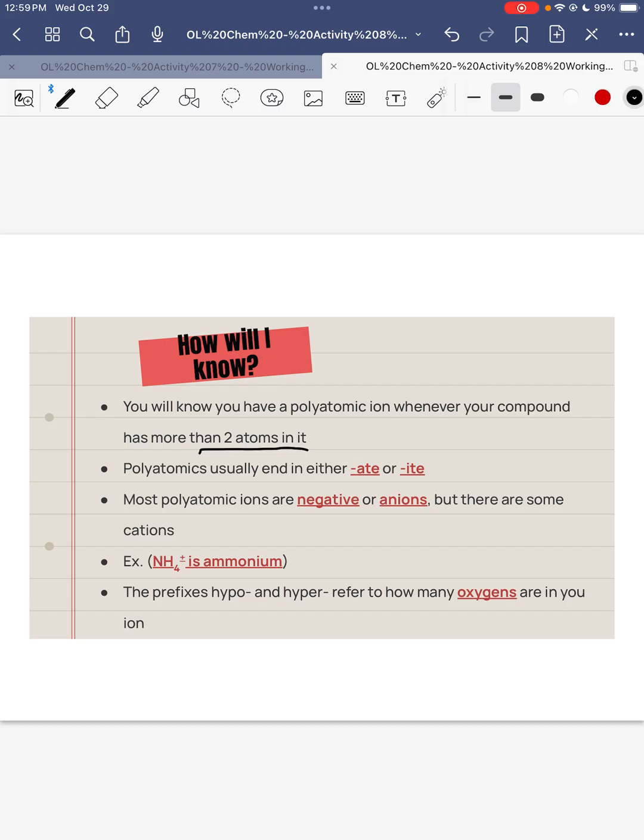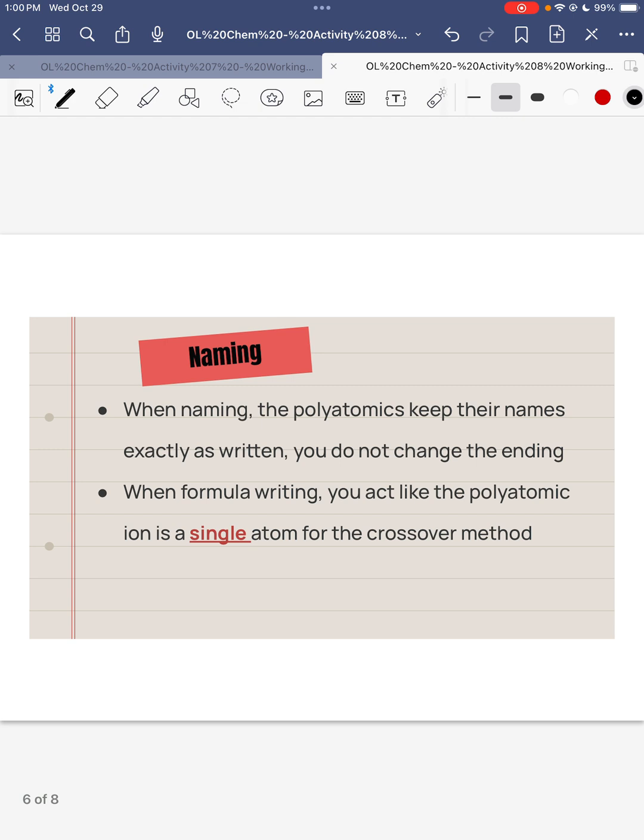And sometimes you'll see the prefixes hypo or hyper on a polyatomic, which refer to how many oxygens are in your ion. So these are all clues about how you'll know you're working with a polyatomic ion. When you name these, the good news is the polyatomics keep their names exactly as written. You do not change the ending or add prefixes.